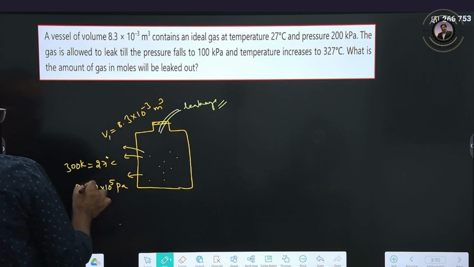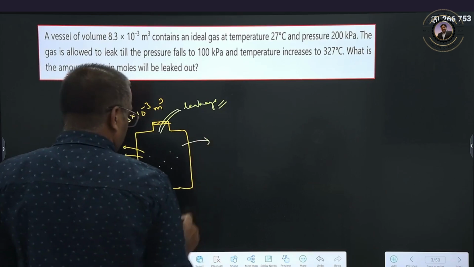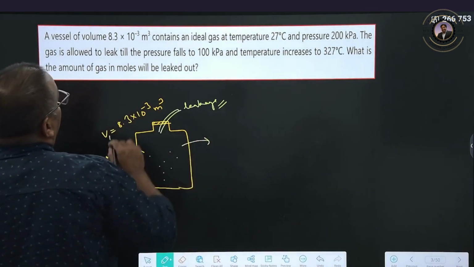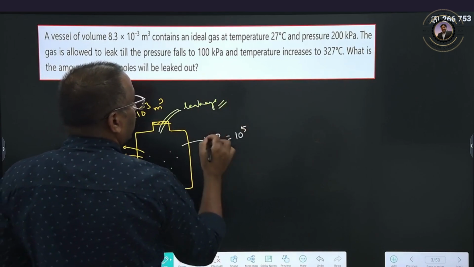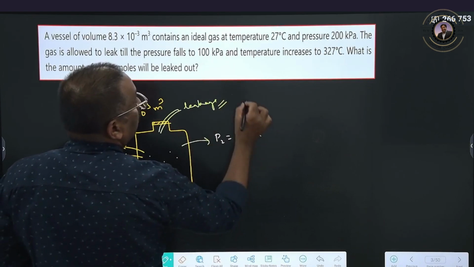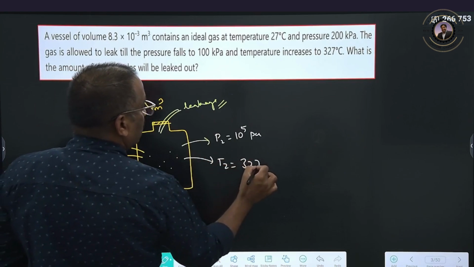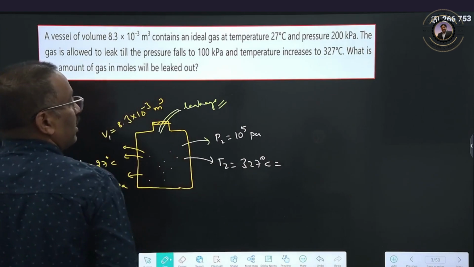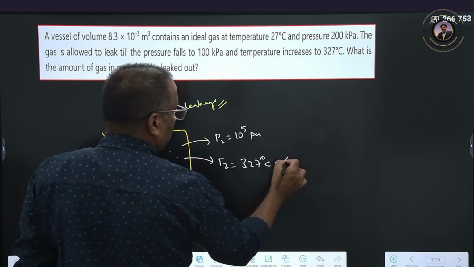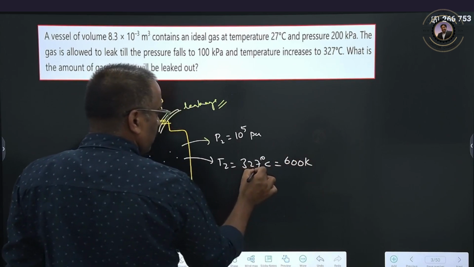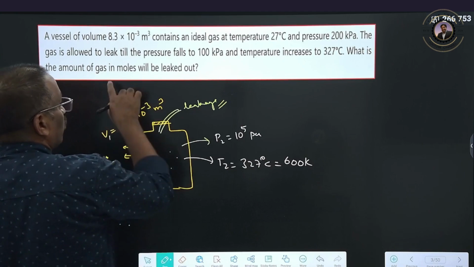Initial volume V1, initial temperature T1, initial pressure P1. Finally, the pressure P2 becomes 100 kilopascal, which means 10^5 pascal, and the temperature is increased, so temperature T2 is 327 degrees centigrade. So this is heated. Adding 273, it is nearly 600 Kelvin. And what will be the amount of gas in moles that leaked out?